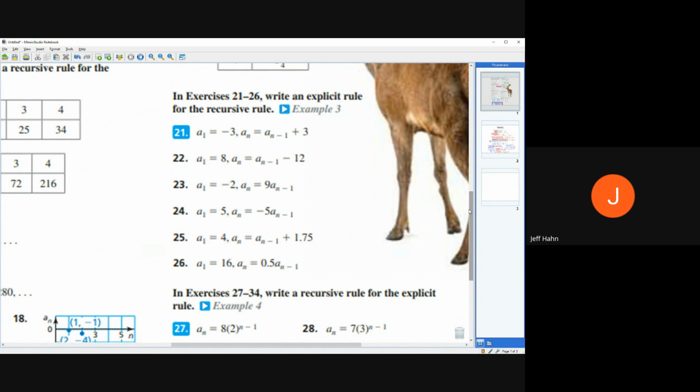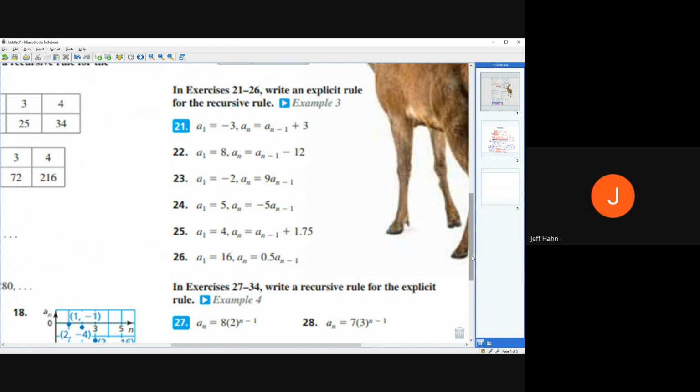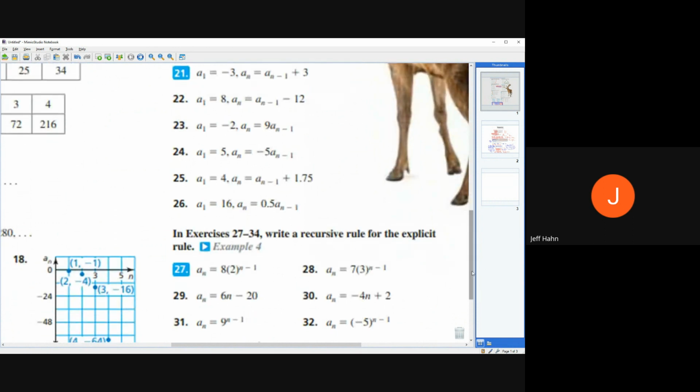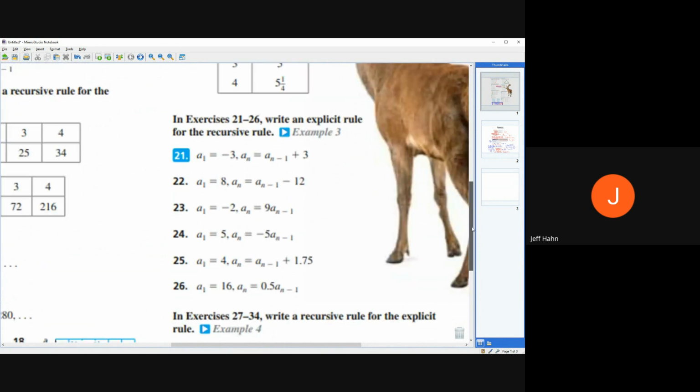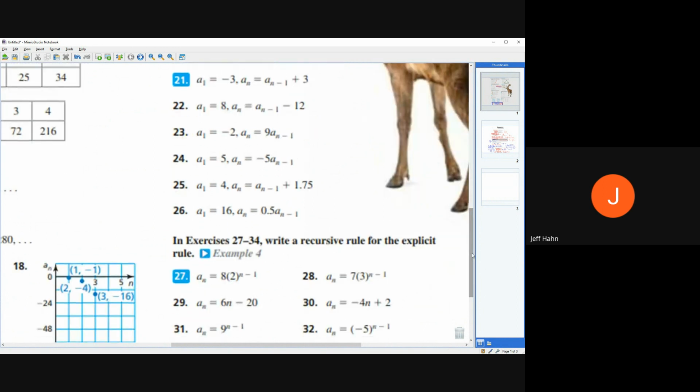Problems 21 through 26. Which one do you think we should try? Maya says, let's look at number 25. So, it is asking me to write the explicit rule. Wait, what just happened? It only goes to 24.